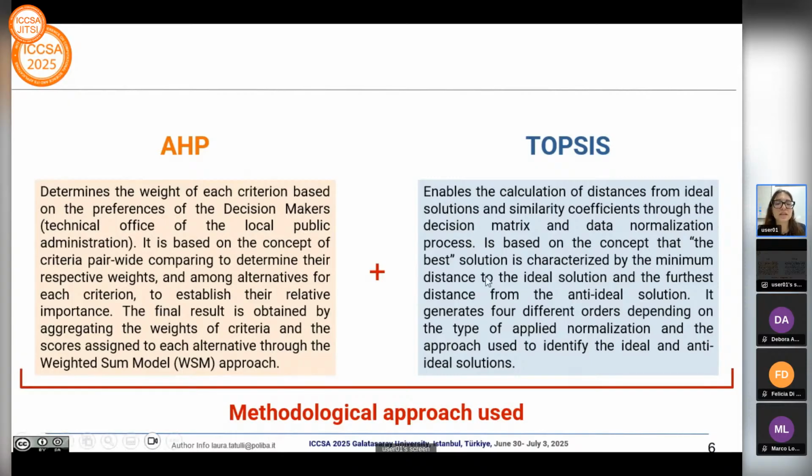And so this technique enables the calculation of distances from the ideal solutions and the similarity coefficients through the decision matrix and the data normalization process. This technique is based on the concept that the best solution is characterized by the minimum distance from the best solution and the farthest distance from the anti-ideal solution. It generates 4 different orders, depending on the type of the applied normalization and which approach was used to identify the ideal and anti-ideal solutions. So the integration of these two techniques ensures a structured and balanced approach that facilitates the decision-making process, combining subjective approaches with the analytical one.